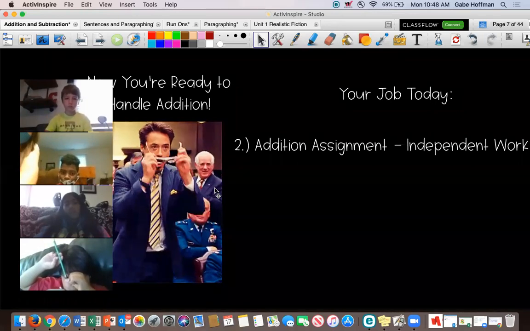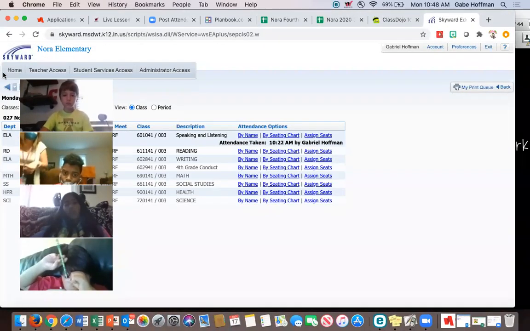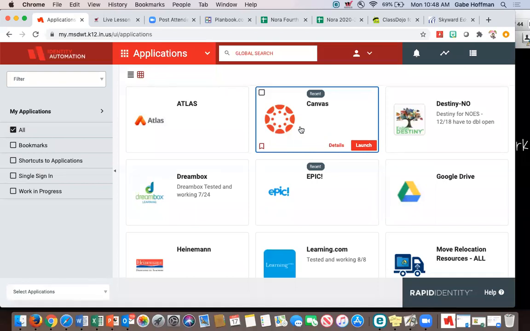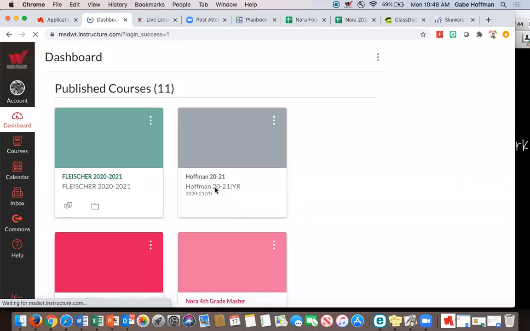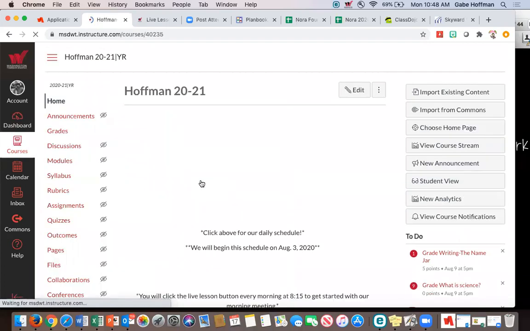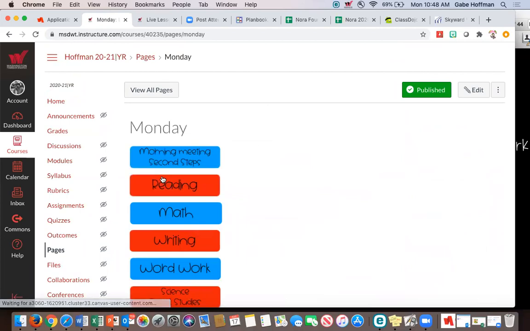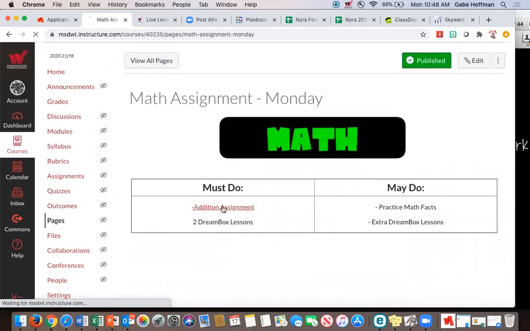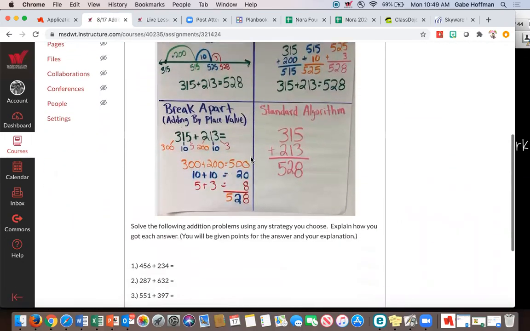Okay, so I'm going to try to talk through this a little bit slowly. So you're going to go on to Canvas. You're going to click on the main part of the Canvas page. Click on Hoffman's Heroes, like normal. Monday, math, addition assignment is right here. The strategies are right there if you need to see them again.